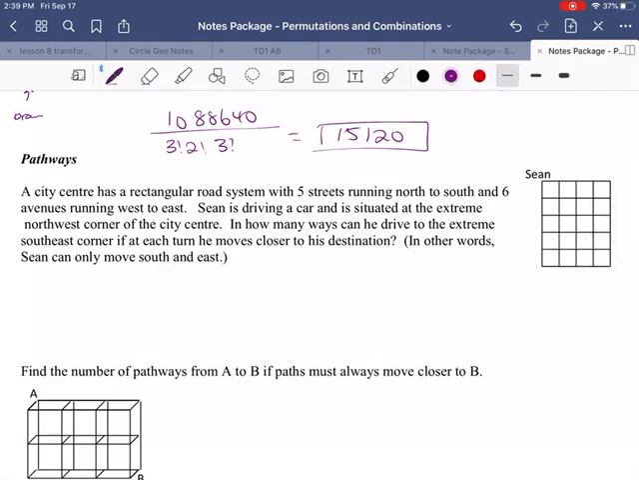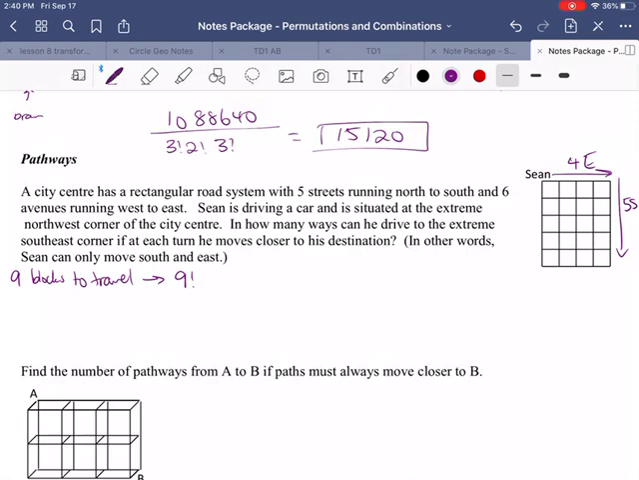So I do not recommend doing what I just did. Let's simply figure out how many ways can he go east. Okay, so he's got 4 east blocks to go, and he's got 5 south blocks to go. So he's got 9 blocks to travel. So the number of ways to do that is 9 factorial.